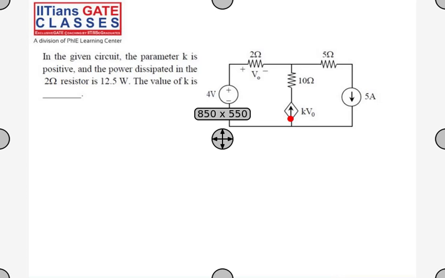This is a dependent source. What kind of dependent source is this? It is a VCCS, a voltage dependent current source, or voltage controlled current source. The value of this current source is dependent on the voltage across this 2 ohm resistor. So this is what you call a VCCS, voltage controlled current source.